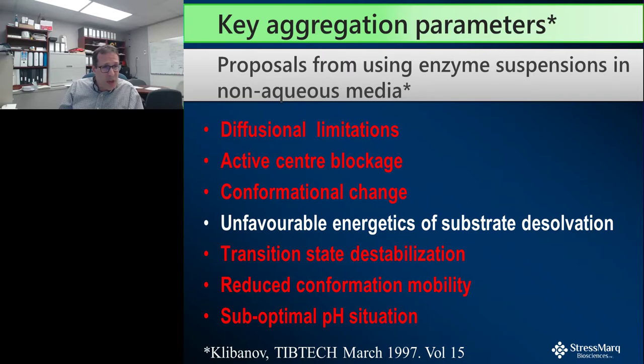I looked at a variety of different criteria that we examined at the time, and I've listed them here. You'll see them all in red and one in white. The ones in red are ones I don't believe pertained, such as diffusional limitations. I mean, we're using water, so there shouldn't be any diffusional limitations through the milieu. We're not really using enzymes, so the active center blockage, as well as conformational changes that may result during the drying process, aren't relevant here. Neither are transition state destabilization and reduced conformational mobility, because we're not drying enzymes. Neither is the suboptimal pH situation, because, again, we're in water. However, there is this possibility of unfavorable energetics of substrate desolvation, because we know that's what happens. We know that a monomeric form of alpha synuclein goes from the fully solvated state to a desolvated state in the fibril. And herein lies our question.